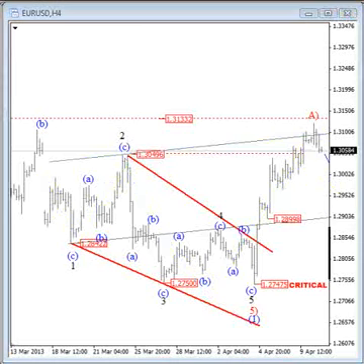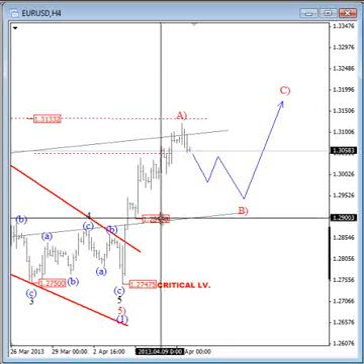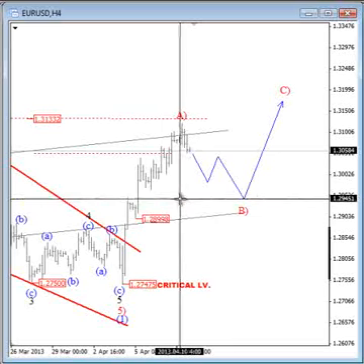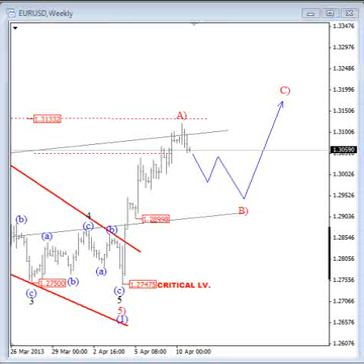Okay, so this is the wave count that I'm tracking very closely, and I think that there could be some nice long opportunity for a wave C push higher if we get this free wave retracement back towards the 129, 12940 region. Okay, that's for the Euro dollar, and now let's take a look at the Aussie dollar.